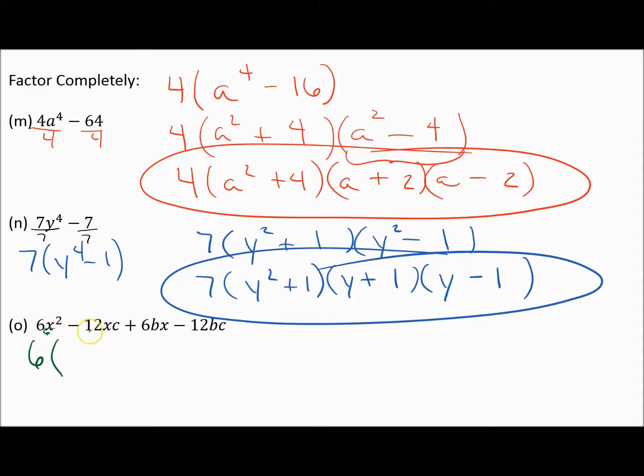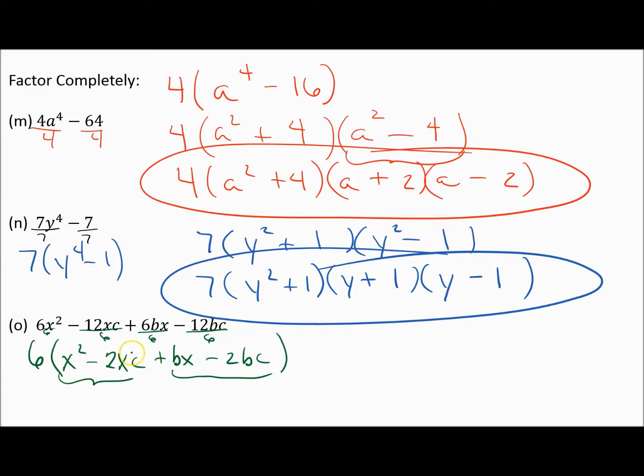Remember, you're dividing each of these by 6. I'm going to write my tiny little 6 underneath them all. 6x squared divided by 6 is x squared. 12xc divided by 6 is minus 2xc. 6bx divided by 6 is plus bx. And negative 12bc divided by 6 is minus 2bc. Still got 4 terms, so I should try factor by grouping. It may not work, but we're going to try it.